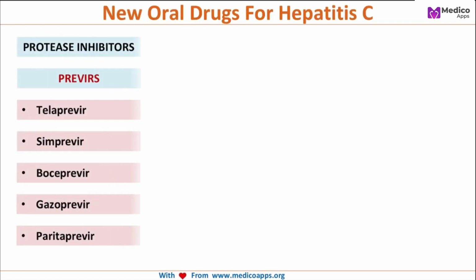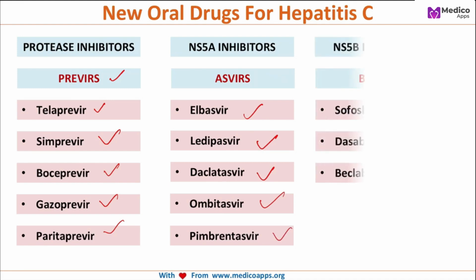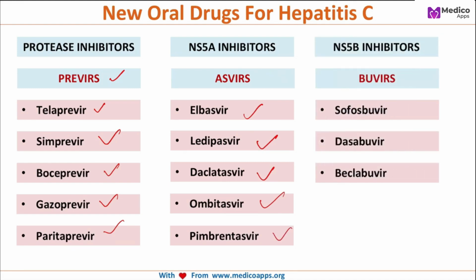So what are these new oral drugs for hepatitis C? Protease inhibitors include all the previr drugs. What are these? Telaprevir, simeprevir, boceprevir, grazoprevir and paritaprevir. And all the NS5A inhibitors, that is the asvir drugs: elbasvir, ledipasvir, daclatasvir, ombitasvir, pibrentasvir. And the NS5B inhibitors include the buvir drugs. What are these? Sofosbuvir, dasabuvir and beclabuvir.